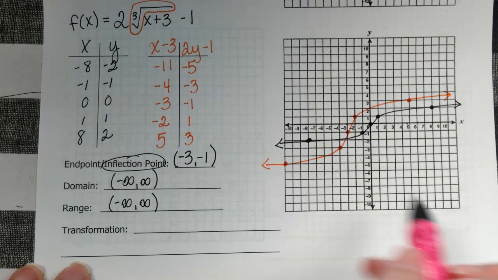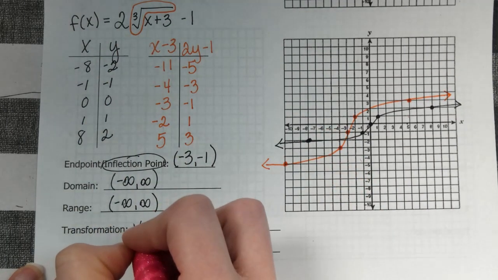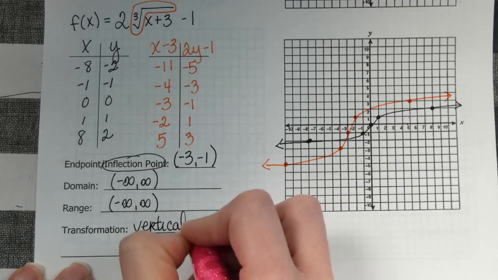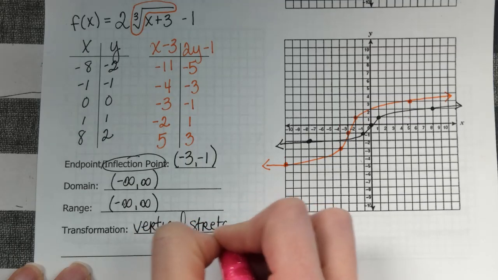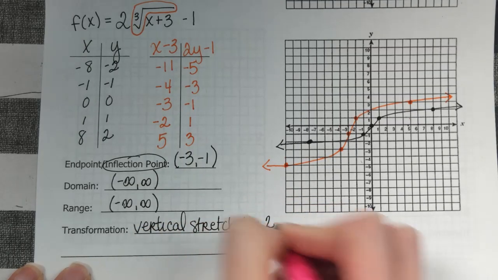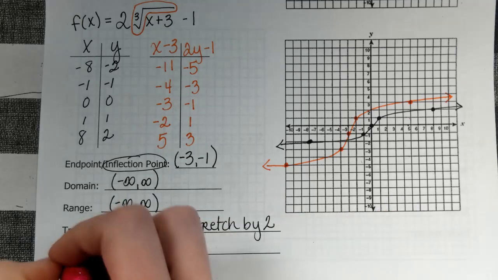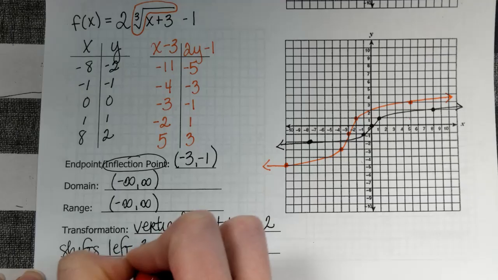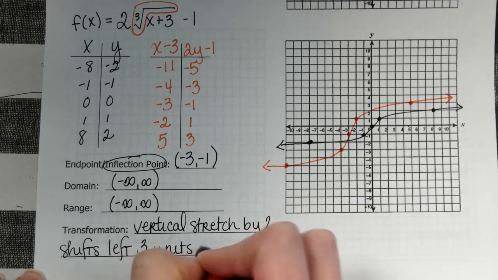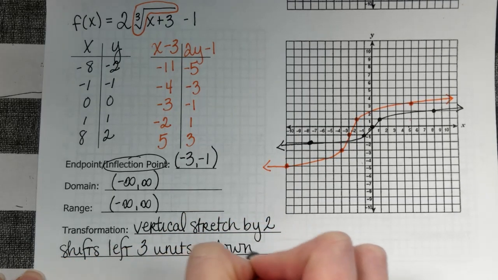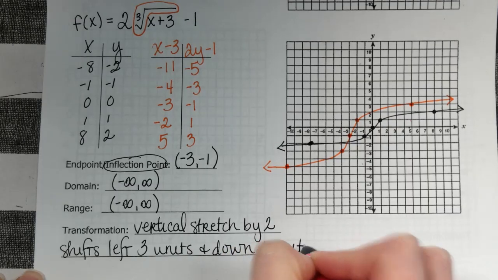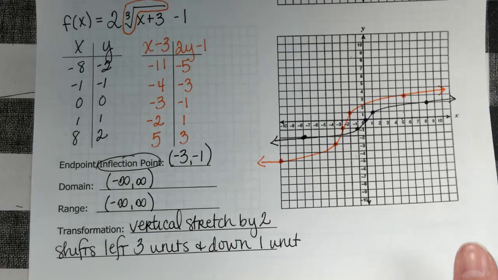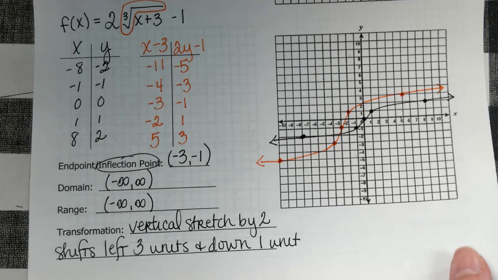Now my transformations, what's the 2? The vertical stretch by 2. Shifts left 3 units. And down. You good with that?